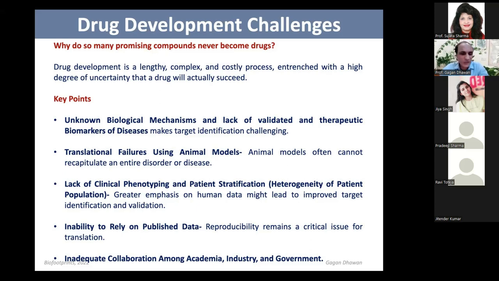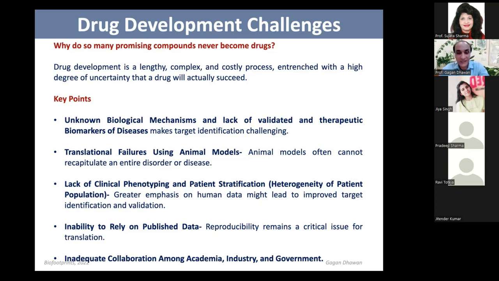And most important nowadays, inability to rely on published data. So please, as a student, my suggestion is never try to manipulate your data because most of the time people are using your data to proceed further. So agar aapne kahin bhi data manipulation kiya hai, scientific community ko bahut major loss hone wala hai. Because reproducibility remains a critical issue for translation.